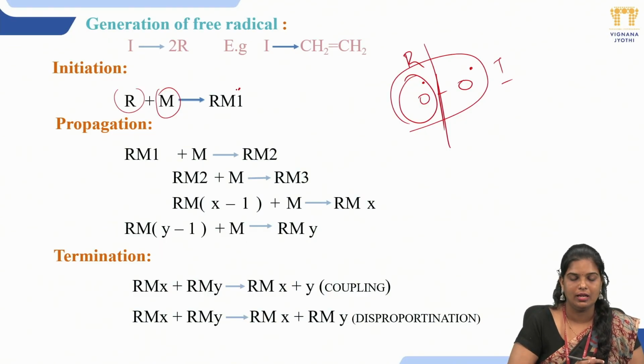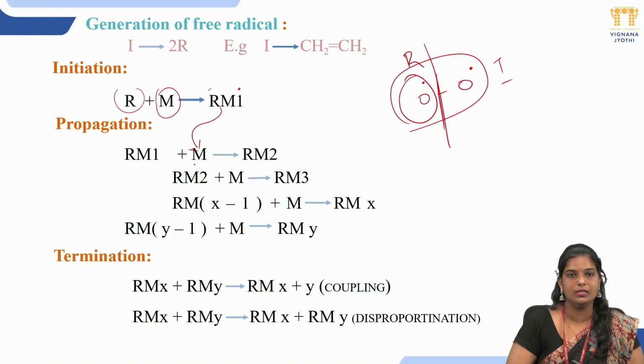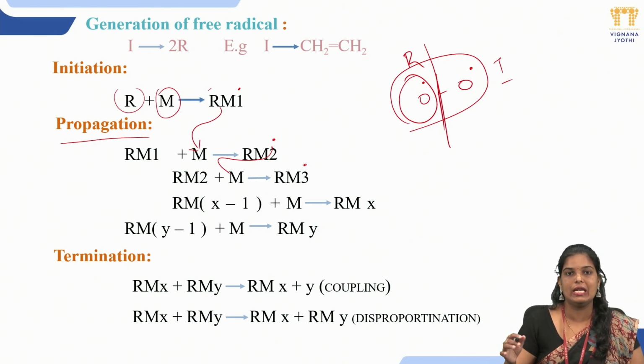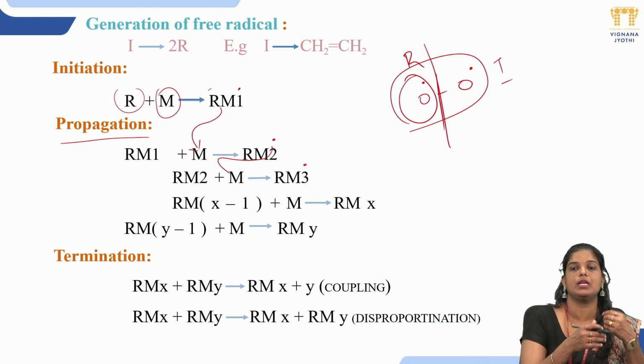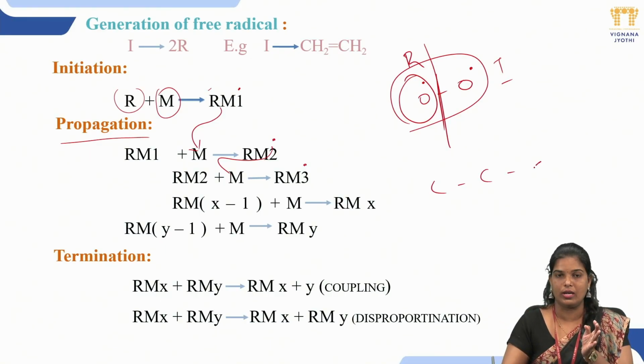Now we got a free radical monomer. What will this do? It will again go and attack another monomer, and we will get RM2. This will attack another monomer, and we will get RM3. Like this, the chain continues. That is the step known as propagation, where the chain is moving on. For as much monomer as we give, the radical keeps on attacking and elongates the chain.